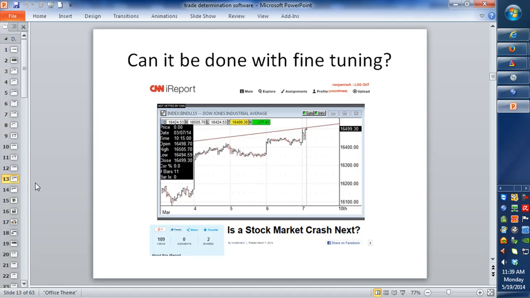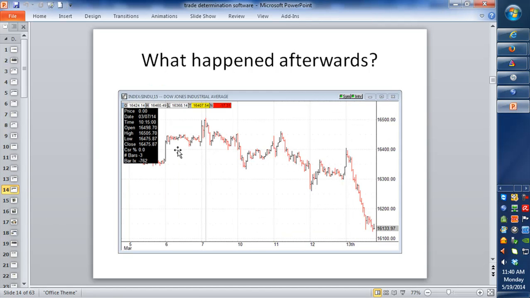So now, can this be done with fine tuning? In other words, can we take something like the Dow Jones and say, gee, here's a 15-minute bar chart, and this is very, very likely the top that's going to go down for a good amount of time? Well, let's see. Posted on CNN on March 7th, 2014. Boom, this was it right there, March 7th, 2014, and down she went. Wasn't the all-time high, but it went down enough to make things very interesting.